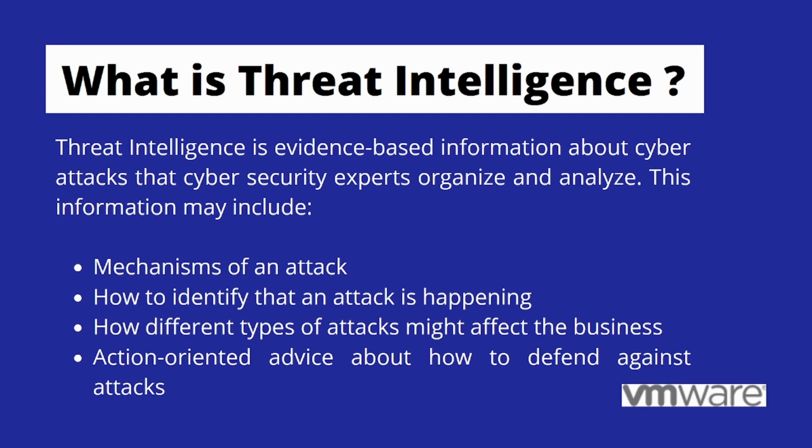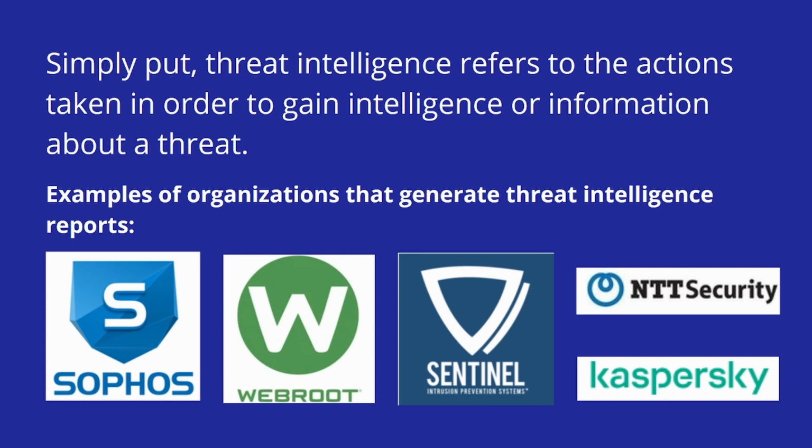This information may include the mechanisms of a cyber attack, how to identify that an attack is happening, how different types of attacks might affect the business, and action-oriented advice about how to defend against these attacks. Simply put, threat intelligence refers to the actions taken in order to gain intelligence or information about a threat. Examples of organizations that generate threat intelligence reports are Sophos, Webroot, Sentinel, Entity Security, and Kaspersky.